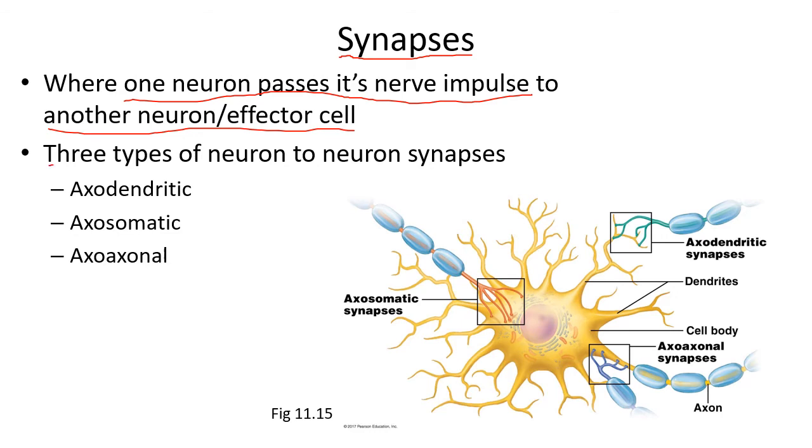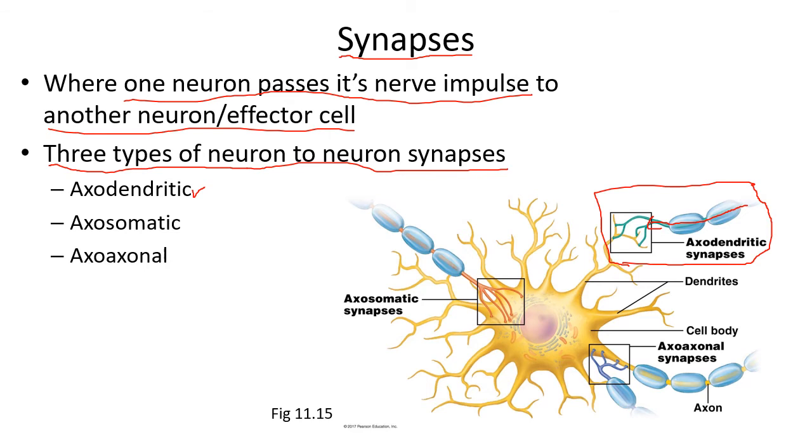So we see three types of neuron to neuron synapses in particular. When one neuron is speaking to another one, we can see three types of synapses. The first is called axodendritic. An axodendritic synapse is going to be the axon of one neuron synapsing with the dendrites of another. So that's the axodendritic.